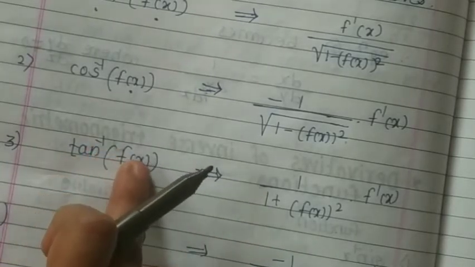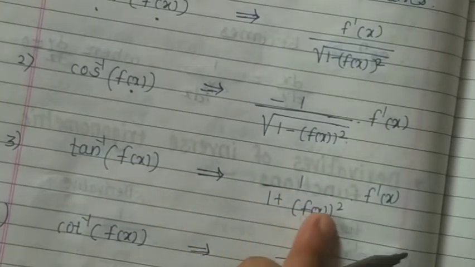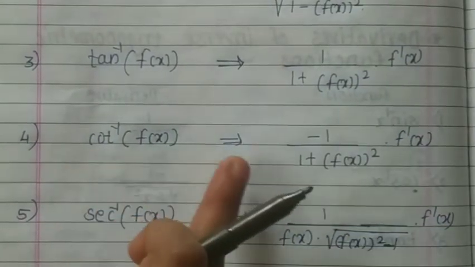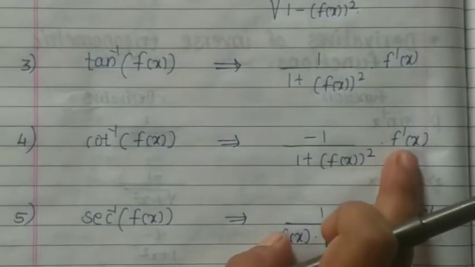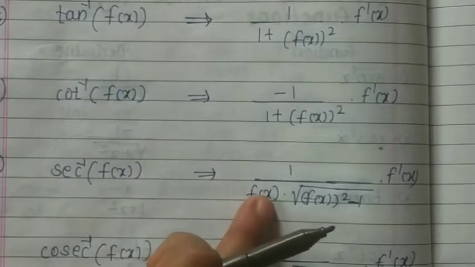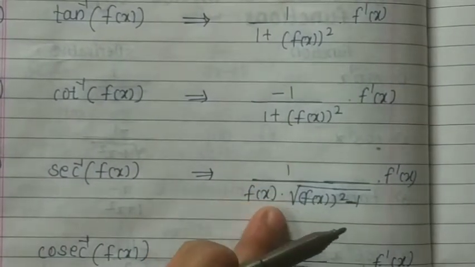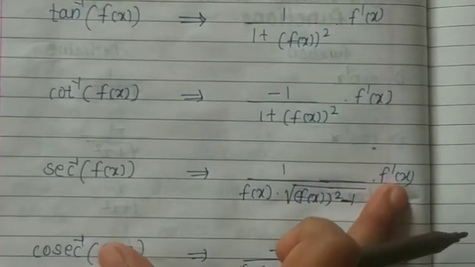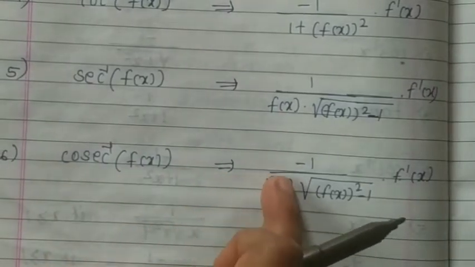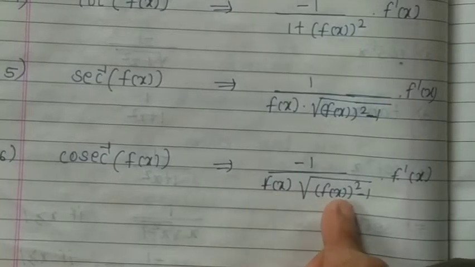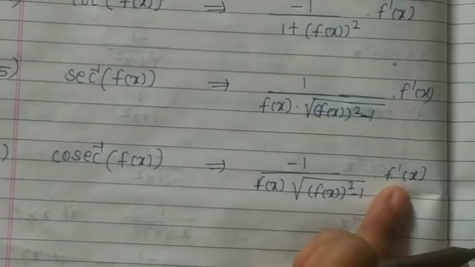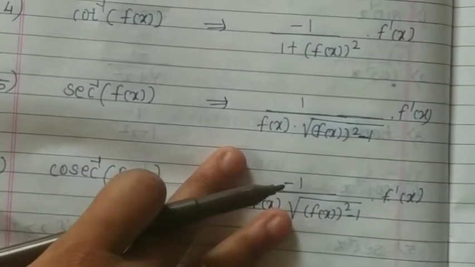Derivative of tan inverse of f of x is 1 upon 1 plus f of x square into f dash of x. Derivative of cot inverse of f of x is minus 1 upon 1 plus f of x square into f dash of x. Derivative of sec inverse of f of x is equal to 1 upon f of x into root of f of x square minus 1 into f dash of x. And finally, derivative of cosec inverse of f of x is equal to minus 1 upon f of x into root of f of x square minus 1 into f dash of x. So these are the derivatives of inverse composite functions.